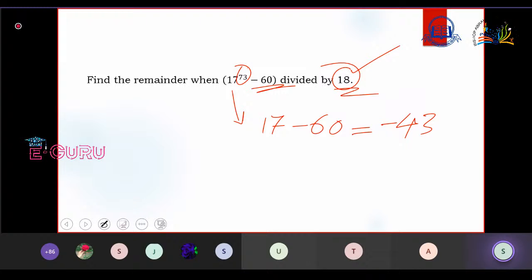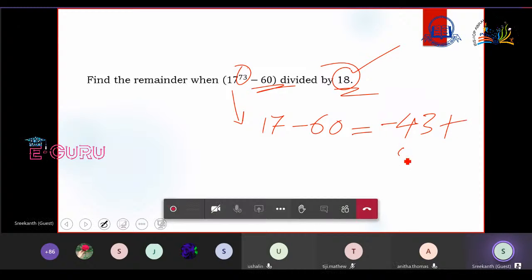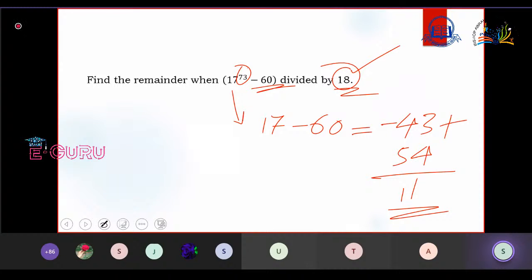We need to find out the multiple of 18 which is greater than 43. So that is 18 into 3, 54, right? So what we will add? Directly we will add 54 to this minus 43. So our remainder will be 11, right? Remainder will be 11. That's it. So this part is over. The number related questions we have finished, and now we are moving to today's session.